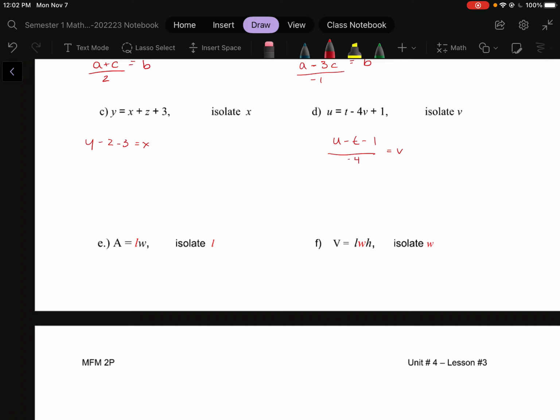So this is isolating L from the W. Because they're multiplying one another, we have to do division. So we're going to divide both sides by W, and we will get A over W equals L. And then for F, we need to isolate the W. Because we have our L and H here, we have to divide L and H on both sides. And therefore, it'll be V over LH equals W.